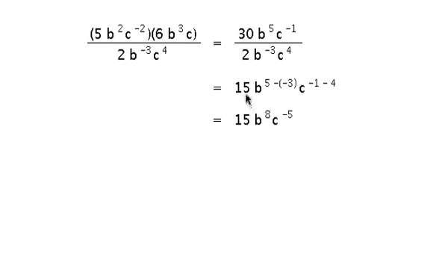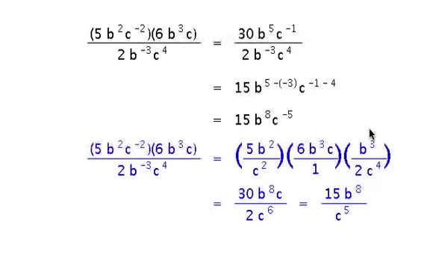So 30 divided by 2 is 15. By the subtraction rule for division, the b's are 5 minus minus 3. And a minus is a plus, so that gives you 5 plus 3 or 8 b's. And for c, it's minus 1 minus 4, or minus 5. And again, you can pause the screen if you want to analyze this in more detail.